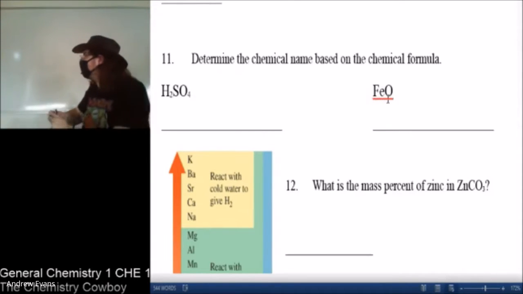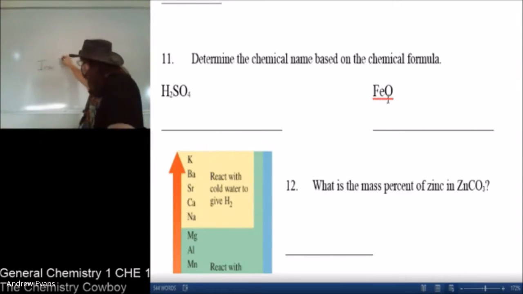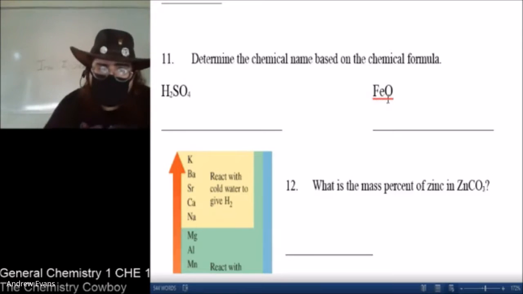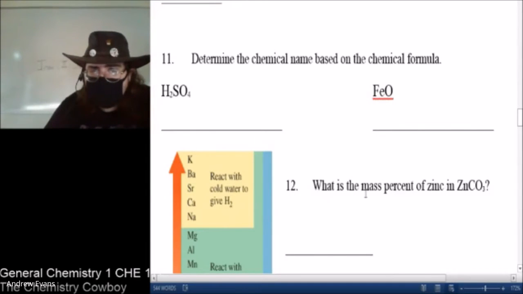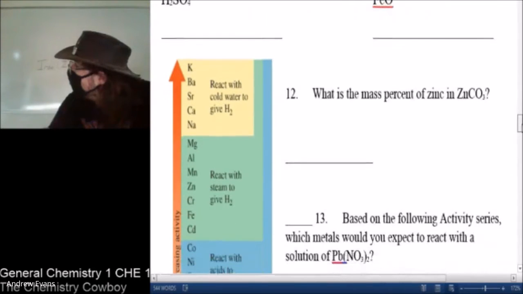So as we write the name, we want to specifically say iron (II) oxide, not just iron oxide, but iron (II) oxide. Now, if you leave off the parentheses, I'll go back and give you credit for it, but it might mark you wrong initially if you do that. But as long as you're indicating 2 some way or another, I'll be able to give you credit.